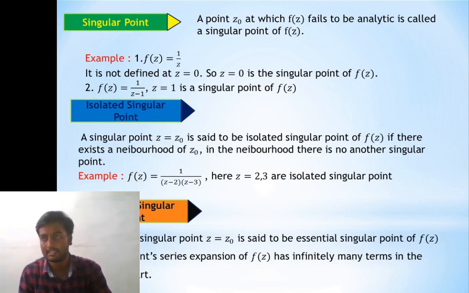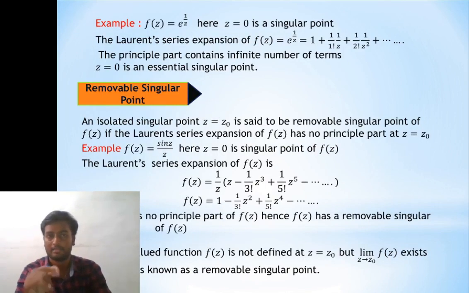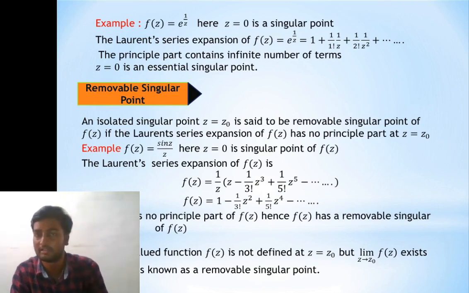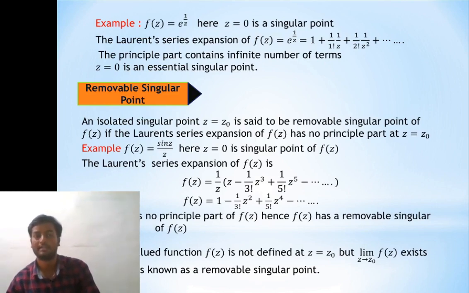The next definition is the removable singular point, which means its principal part is 0. An isolated singular point z naught is said to be a removable singular point of f of z if the Laurent series expansion of f of z has no principal part. Or otherwise, the limit as z tends to z naught of f of z is not defined directly, but using L'Hospital rule you can find the limit, then that point is removable.